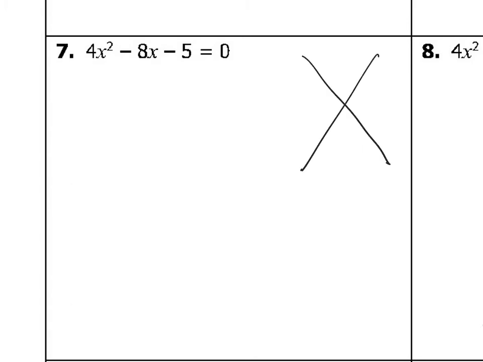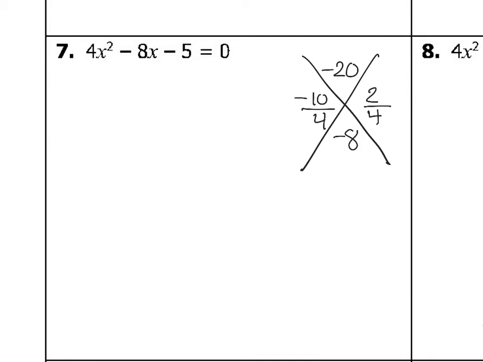4 times A times C, 4 times -5 is -20. And we're going to be dividing by A, so divided by 4. And then B is -8. So the factors of -20 that add up to -8. Well, I would think -10 times 2 is -20. -10 plus 2 is -8.